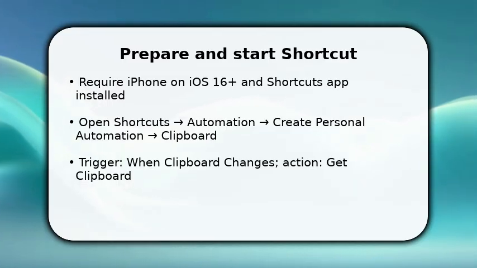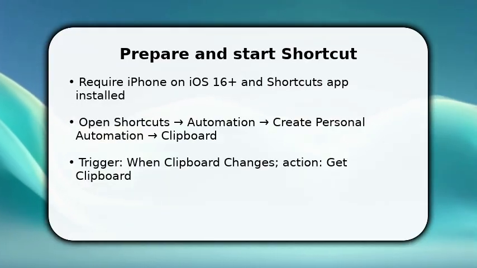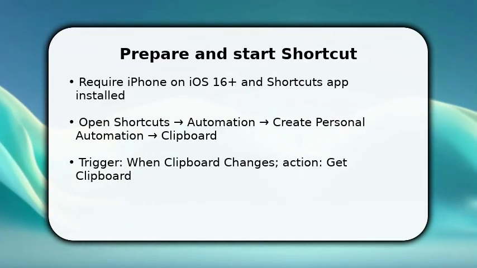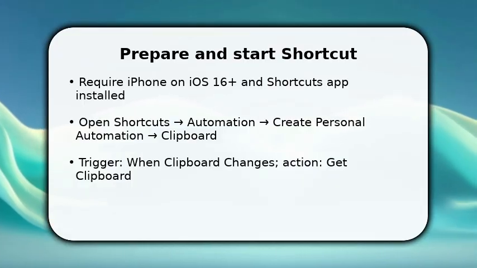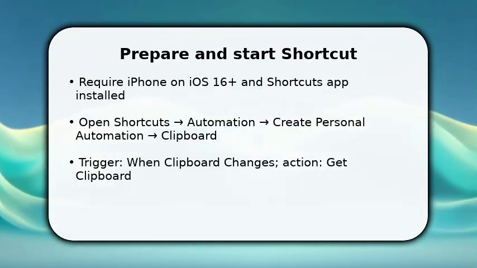Make sure Shortcuts has permission to run automations. You'll disable Ask before running later. This gives you instant recording of anything you copy, which is the foundation of a clipboard history.